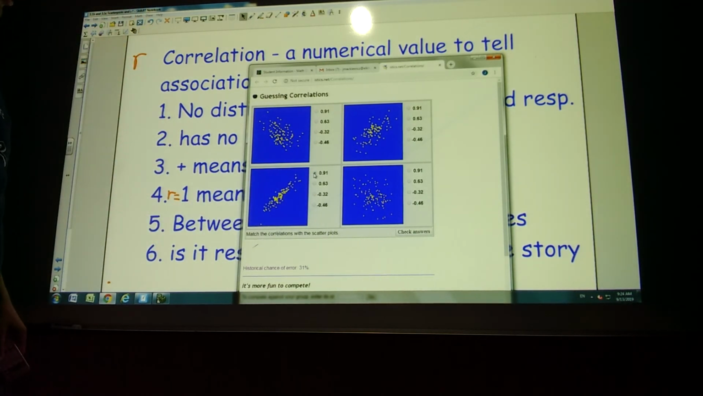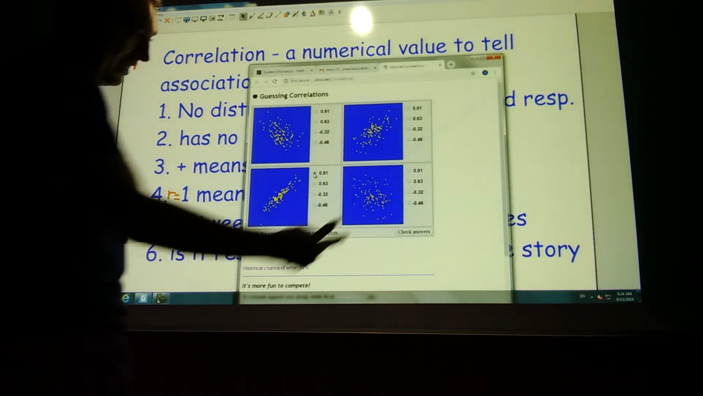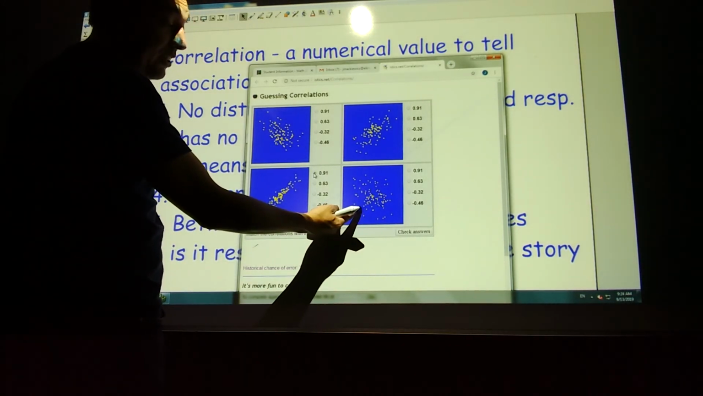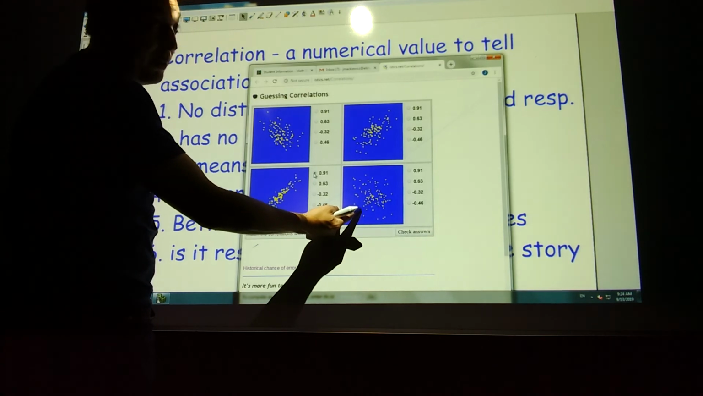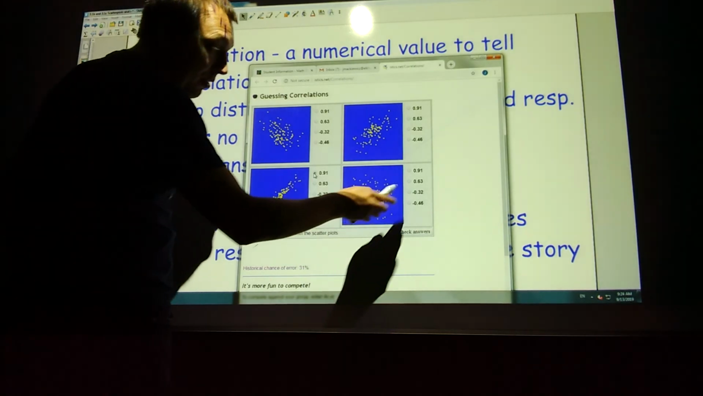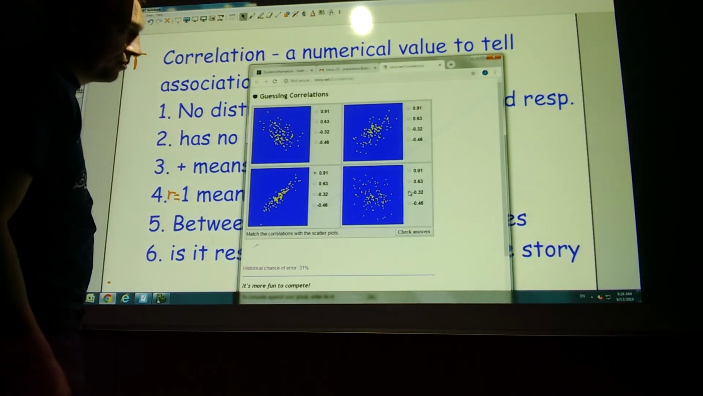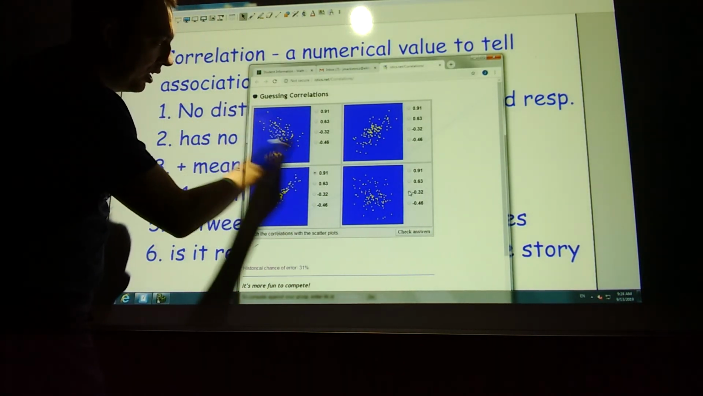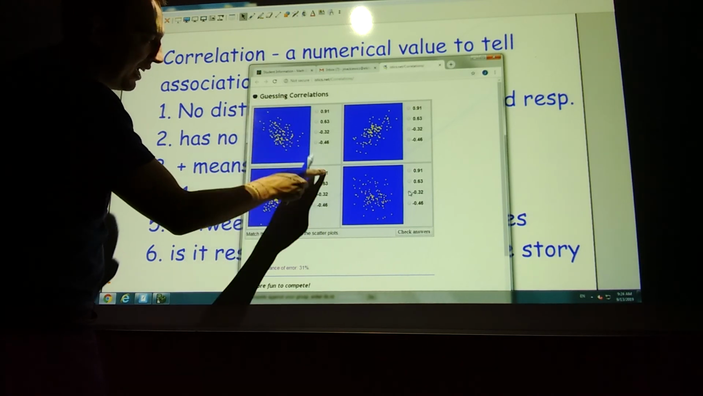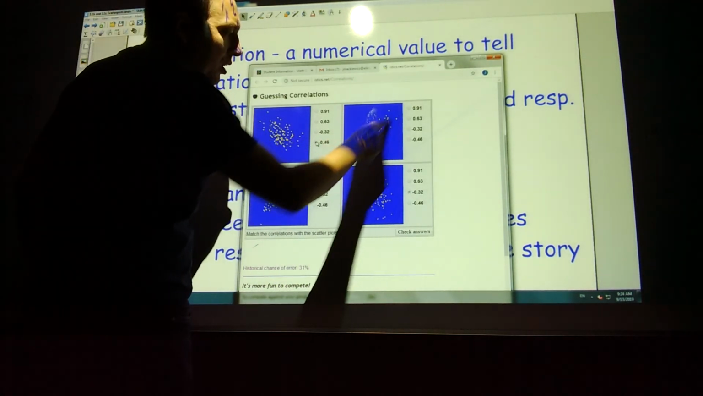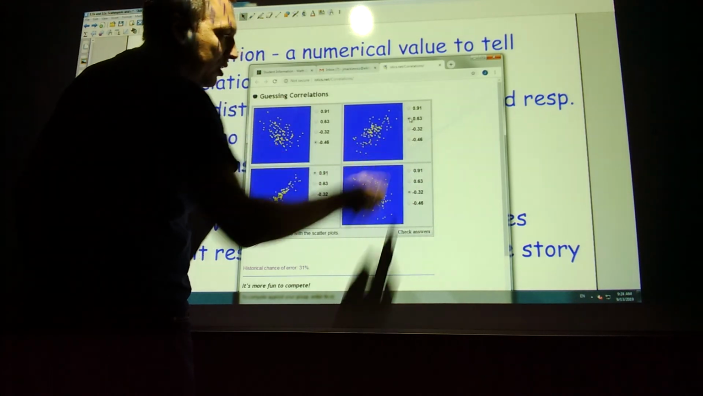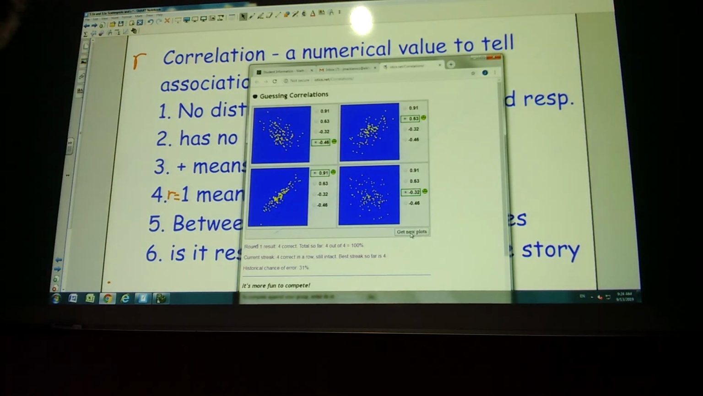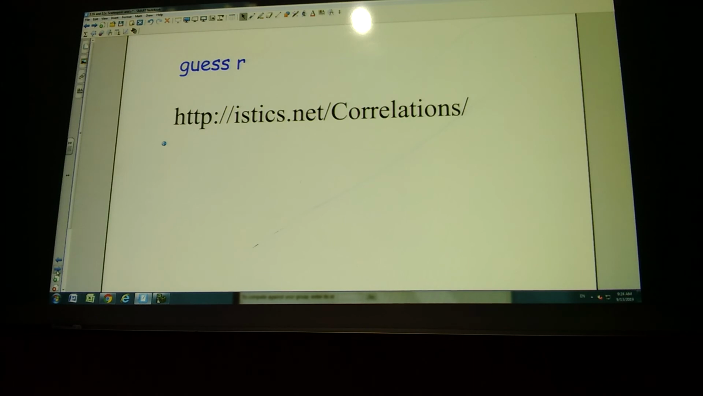Which do you think is the most scattered? I think this one is the most scattered. So which one is actually closest to 0? Because 0 means completely scattered. Negative 0.32. This is negative, this is positive, so I think that this one is negative 0.46. And this one, it's starting to look like a line, 0.63. Let's see if I did them right. Hey, I did them right. If you want to practice some R, you probably won't, but if you do, there's the website, and you can go to it.